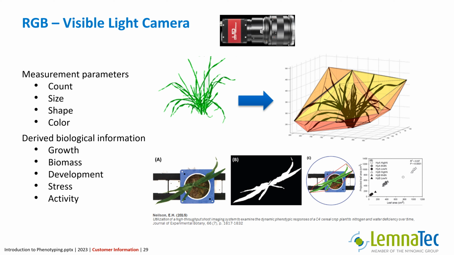Processing visible light images. It is possible to count things, to measure sizes, describe shapes, and analyze colors. Derived biological information can be growth, biomass, development, stress, or activity of the samples.